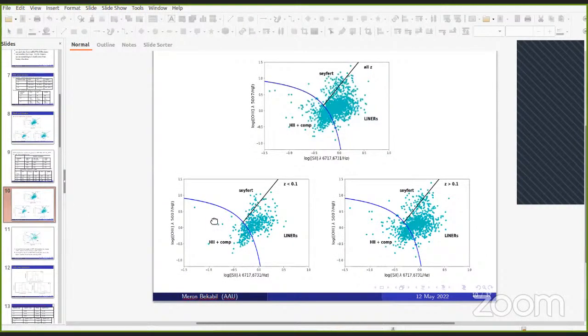This is also the BPT diagnostic diagram, to show you how I did it for the sulfur 2 lines with respect to the oxygen 3 lines. This is the second one. This is the star-forming region and the composites, this is the Seyfert, and this is the LINERs, taking into account all redshift again, and this is for low redshift, and this one is for high redshift. So that is what I did.